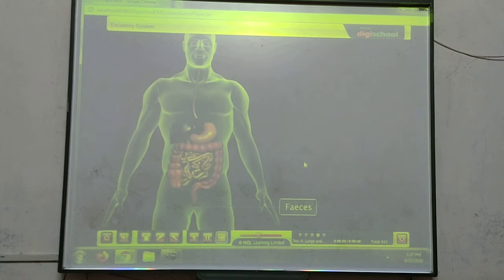The body produces undigested food as wastes from the digestive system. This is called feces.